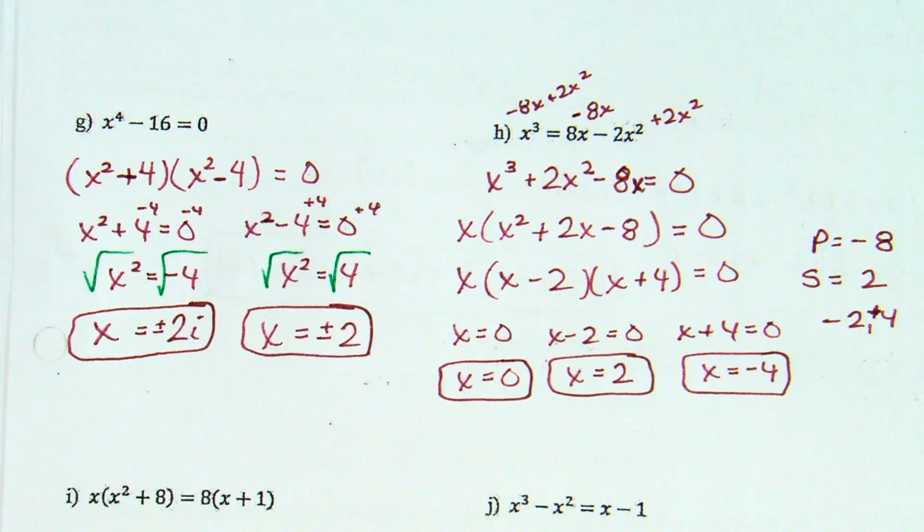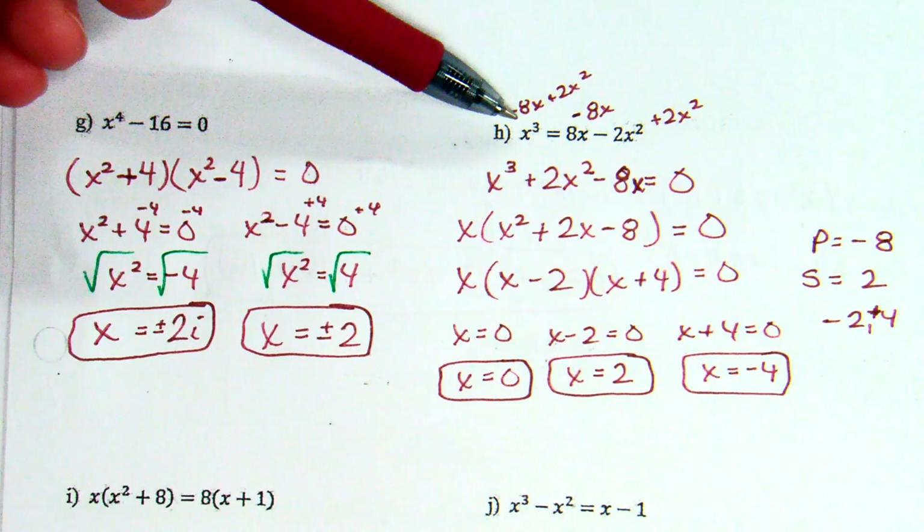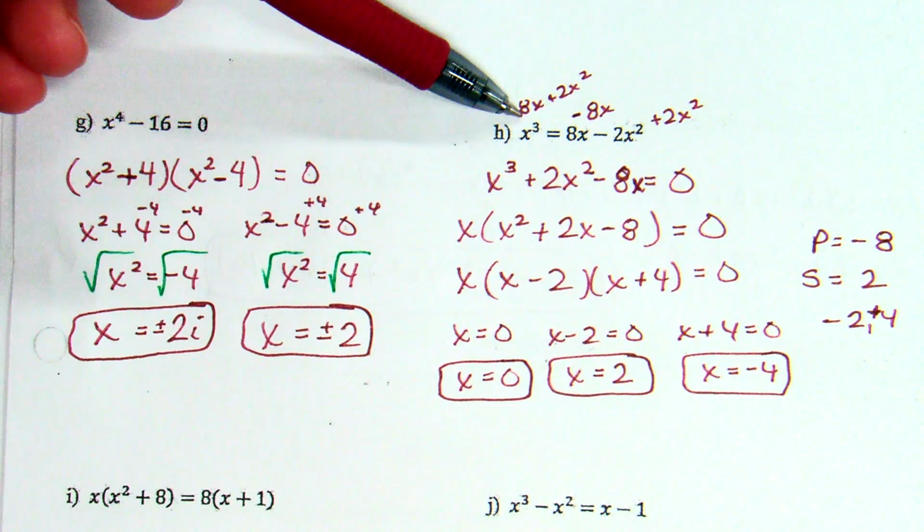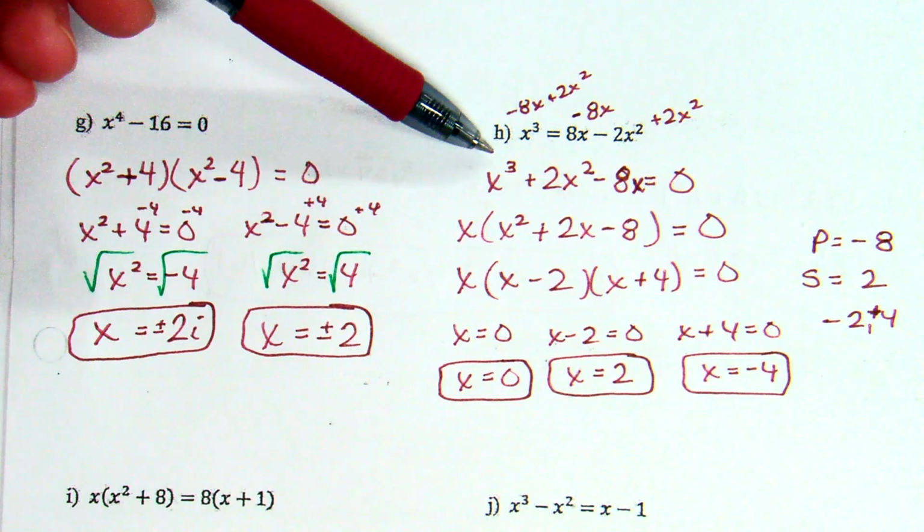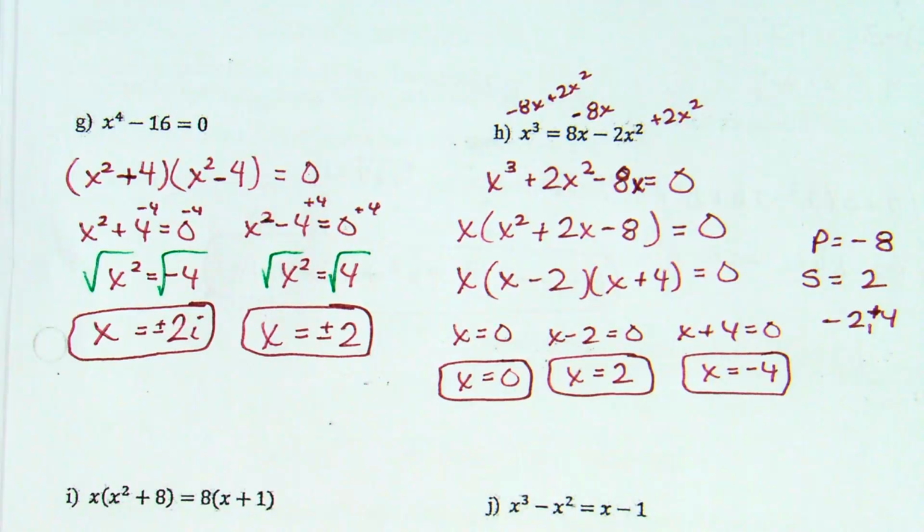How many answers did I just have on that problem? 4. Notice, what was the original power or degree of this problem? X to the 4th. On H over here, what was the highest power on the original problem there? 3. How many answers did I have? 3. Okay? So that highest power always tells you the total number of real and imaginary answers together.